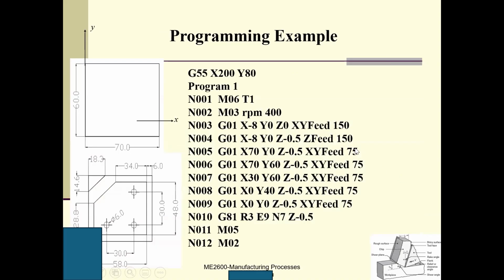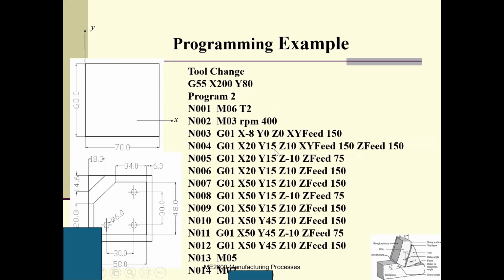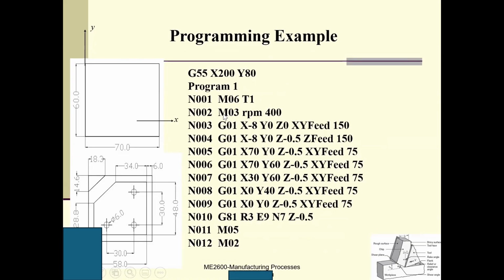So here, this is my X direction, my Y direction. So this is milling, you know this is milling. So this is G55, we go X200 and Y1800. And program number 1, M06 T1, M03 RPM, and we change to 400. I'm going to give you this one, okay? So I'm going to show you what the one is. So this is M03 RPM, so T01, right?